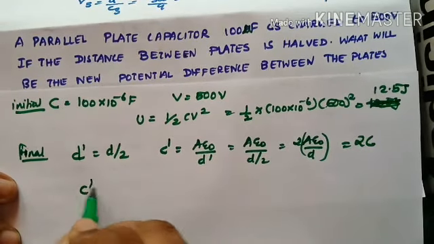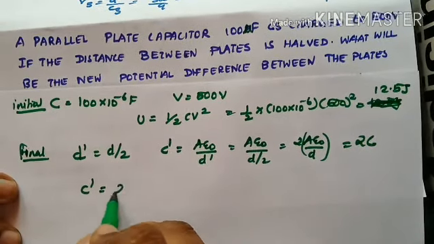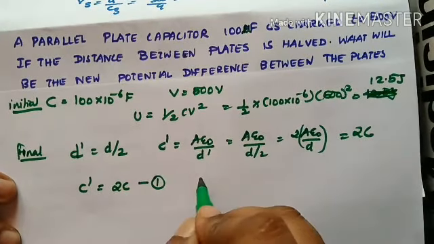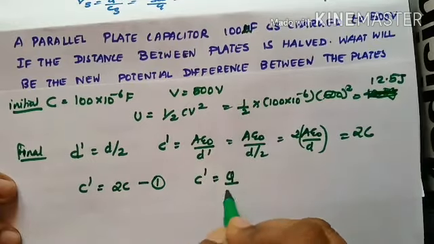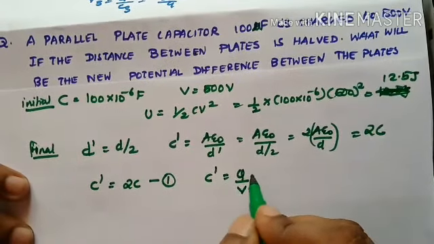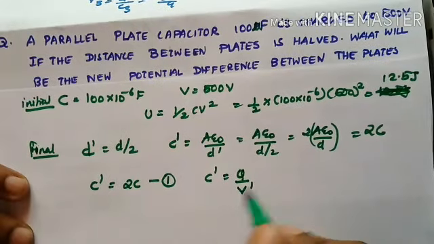Now C dash is 2C, right? C dash is also equal to Q by V dash, because C is equal to Q by V. The charge Q is not changed, but the potential can change.